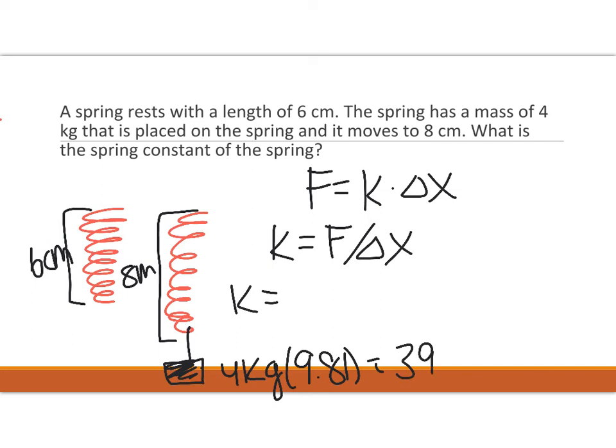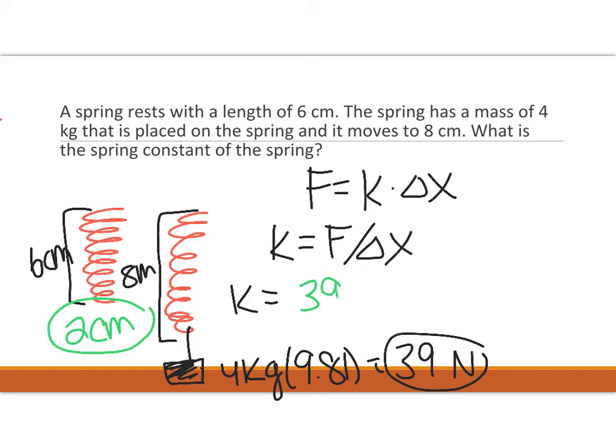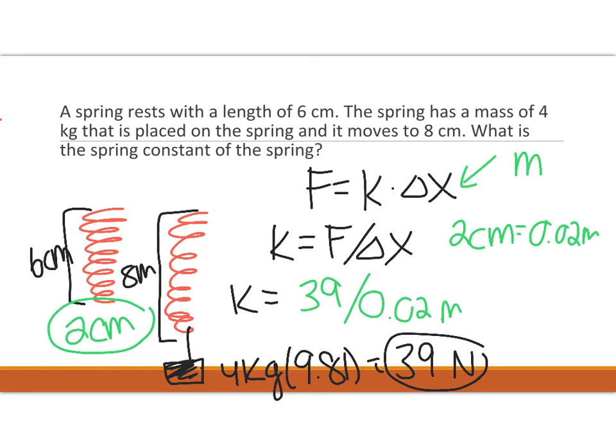So it's 39 newtons. For delta X, we have to look at how much the spring stretched. So it went from 6 centimeters to 8 centimeters, which is a stretch of only 2 centimeters. Okay, so I have my force, which is 39, over delta X. So delta X needs to be in meters. So I actually need to change this 2 centimeters into meters. Putting that over 0.02 meters.